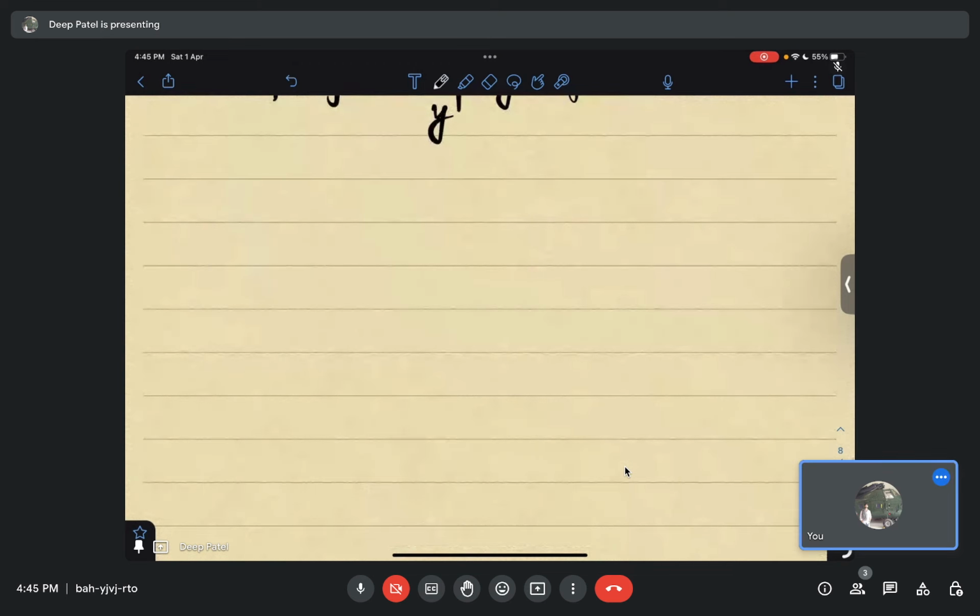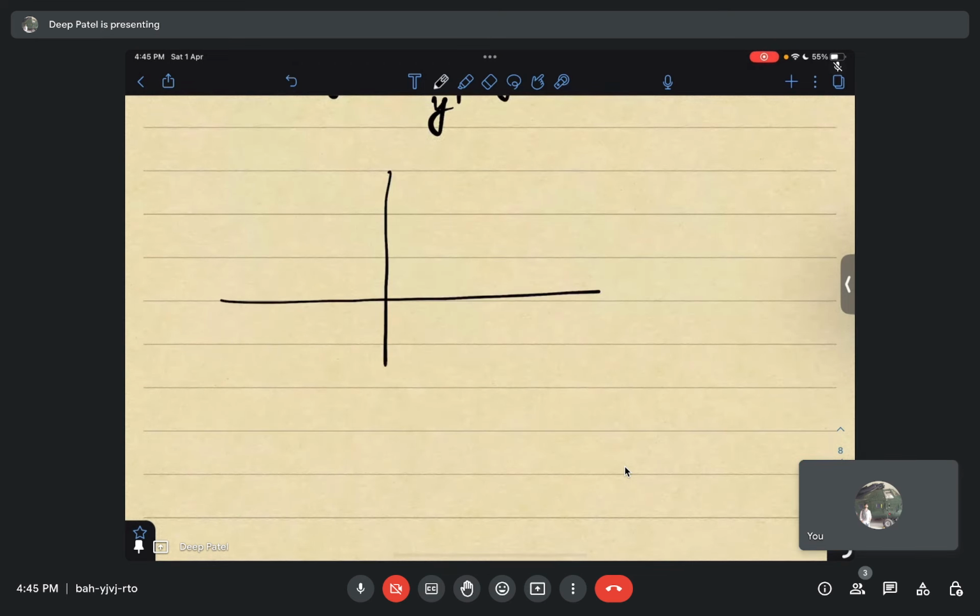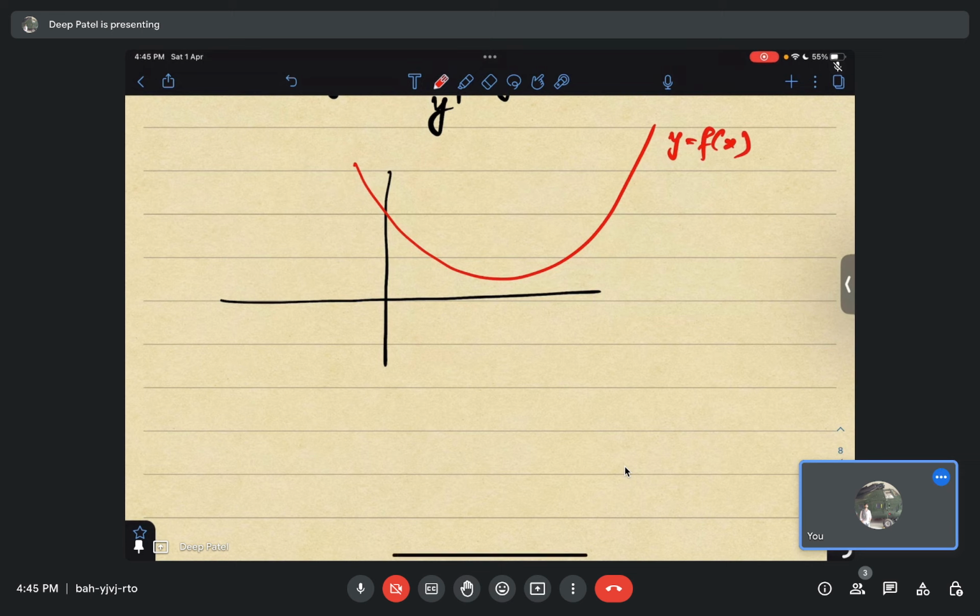So let's say this is our function y equals f of x. How will we represent this function? What is the usual way of representing a function, say, any point on this graph? One way to represent this function would be by the graph, right? x comma f of x. So this is one way of representing my function.